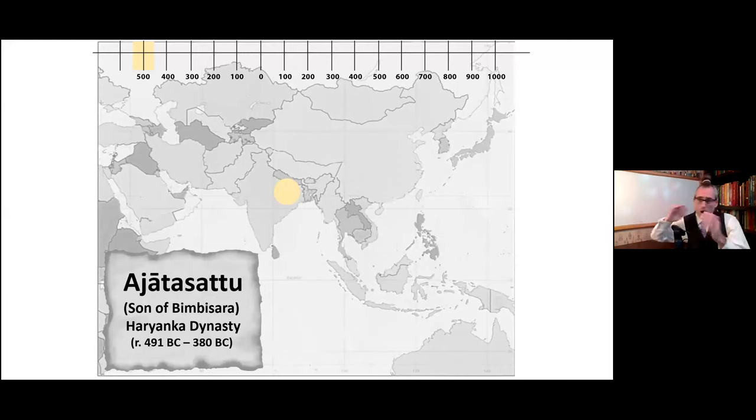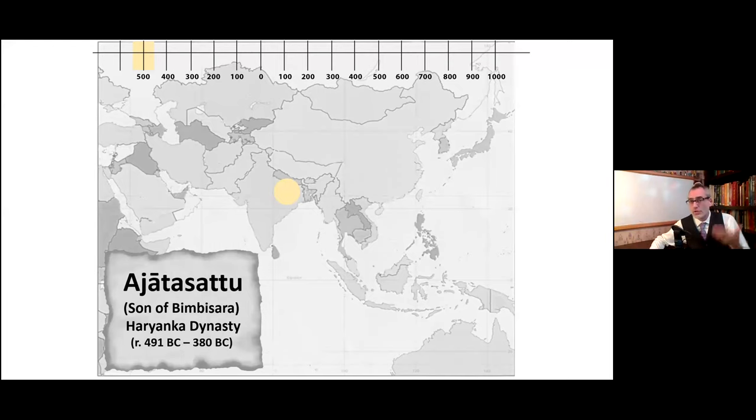And so there's a corroboration of history going on between the Indian dynastic histories that we know of that include Ajatasattu, and then these Buddhist stories that talk about Ajatasattu. So that's how we are sort of dating a lot of these things, just so that you know.